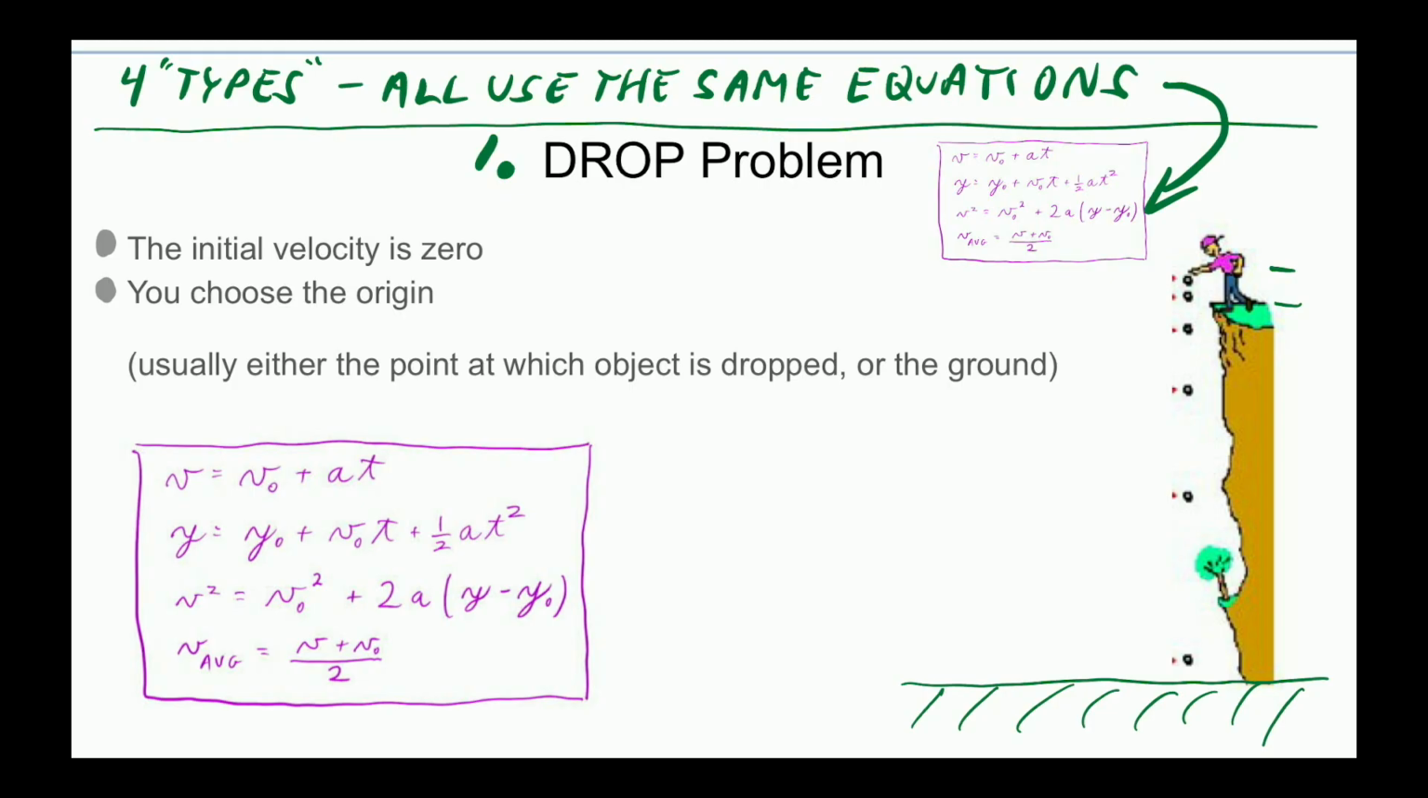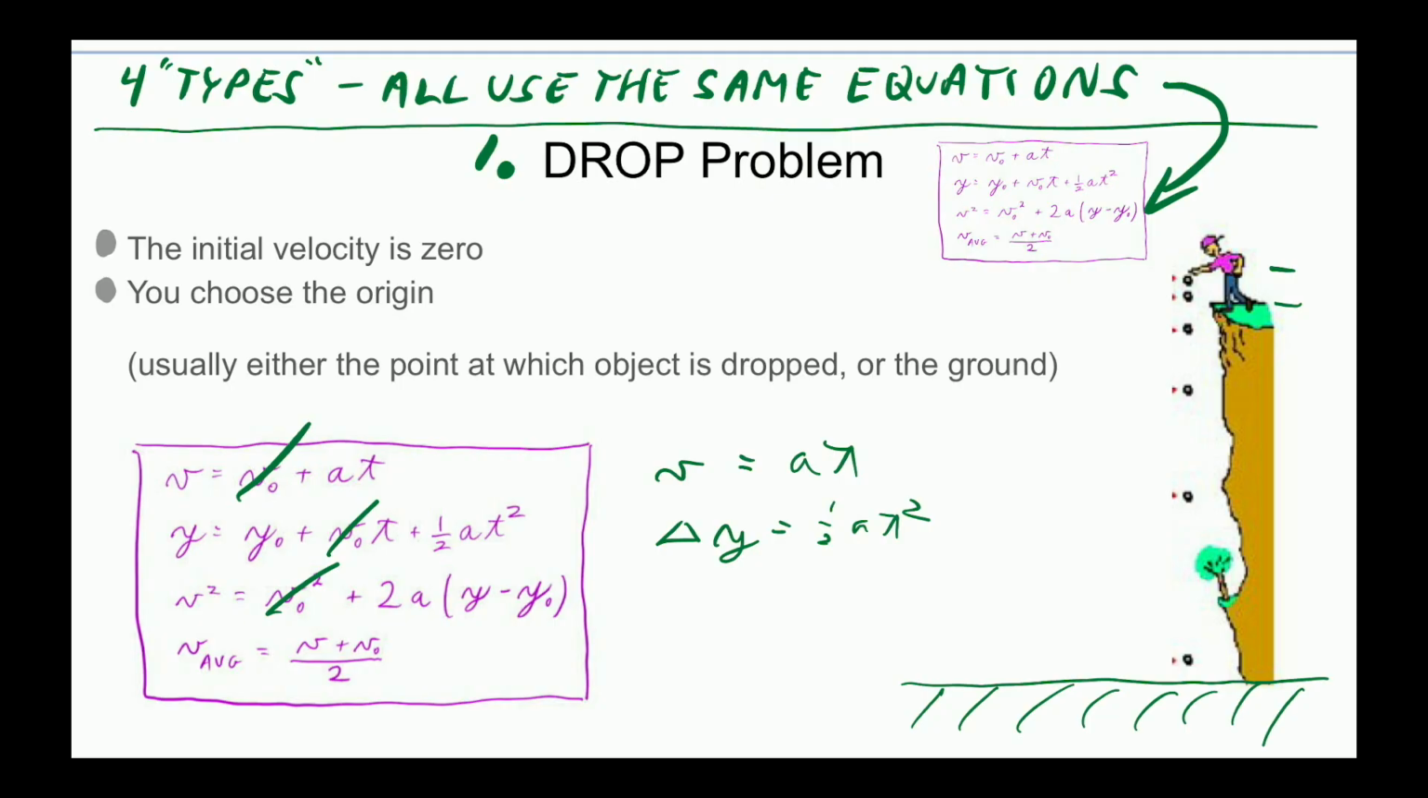Okay, so the first category we call a drop problem. What's special about that is the initial velocity is 0, so anywhere I see initial velocity, I can cross it out. You could choose to rewrite these equations as v equals at, and delta y equals 1/2 at squared, etc. But you don't have to do that. You can just use the original equations and remember that the initial velocity when you drop something is 0 because it's starting from rest.